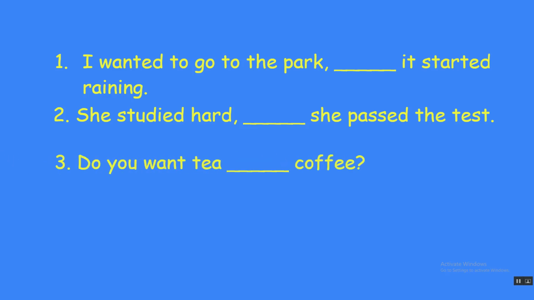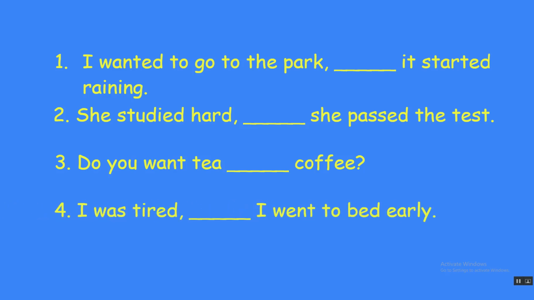Number 3. Do you want coffee? Do you want tea? Coffee. I said coffee first because that's what I usually have. Number 4. I was tired. I went to bed early. Fill in those blanks. Here's the next ones.